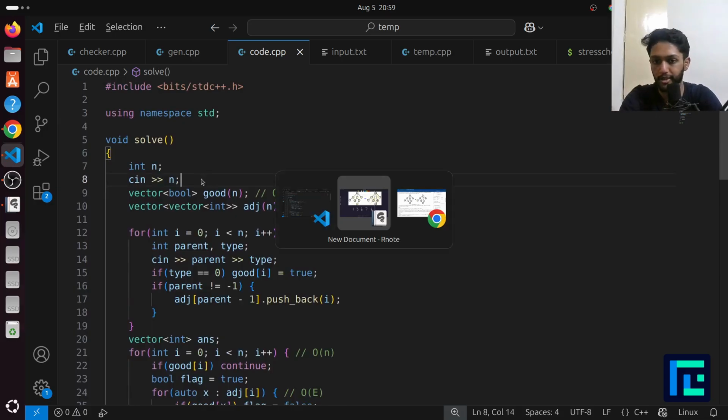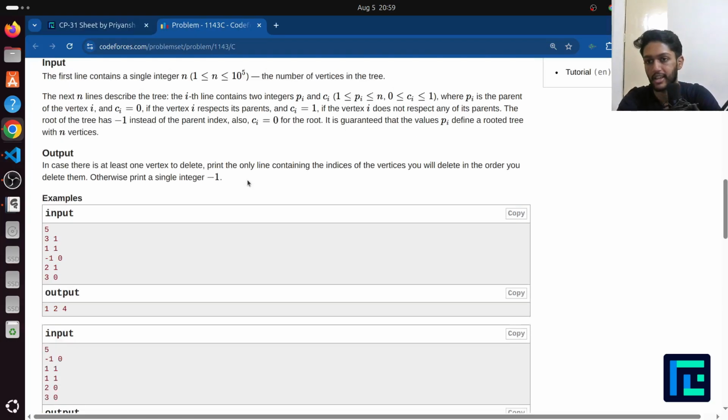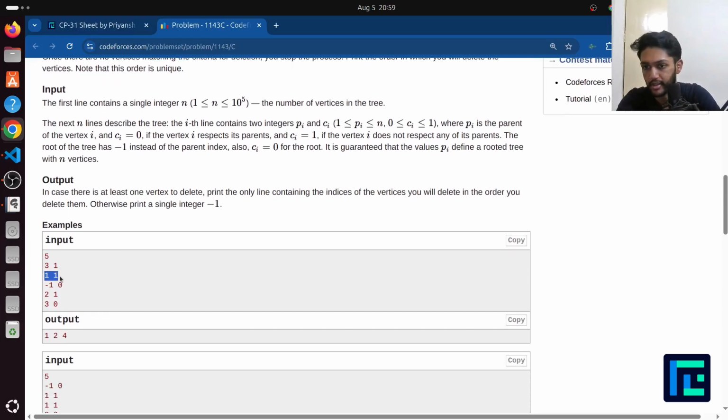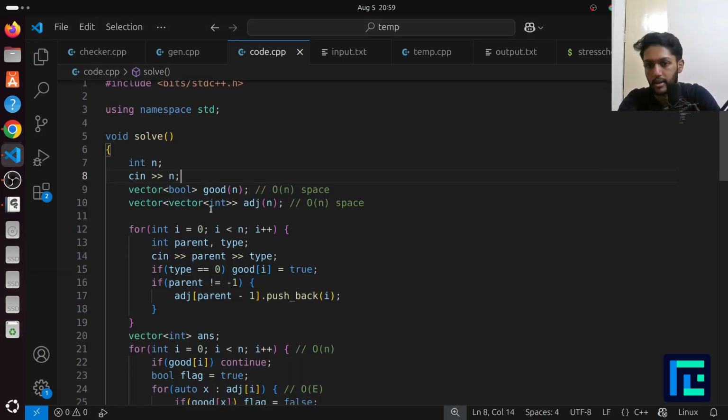In the input format, they have given the n node information. For every node they have given the parent, like the parent of 1 is 3 and its color is 1. That means it doesn't respect, right? So basically the parent and the color are given, okay? So what I am doing is I am storing the color of every node, and also I am making an adjacency list that for every node stores its children, right?